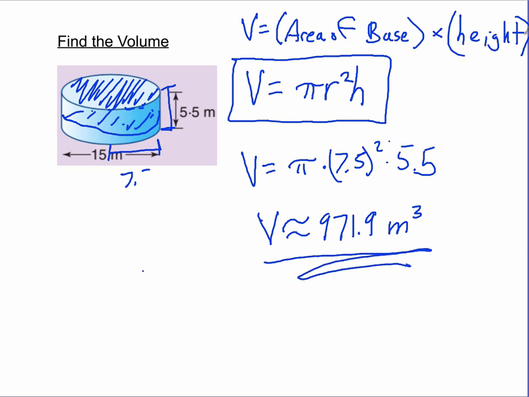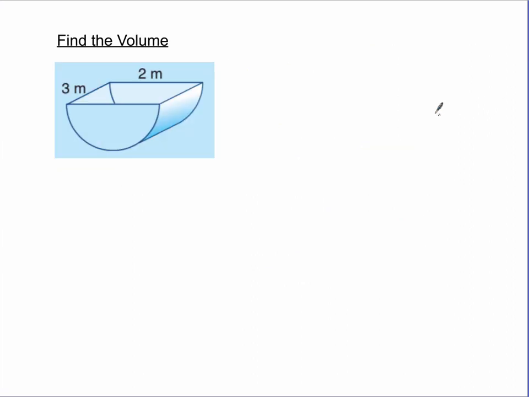Okay, let's look at another example. In this one here, we have not exactly a cylinder, it's a half cylinder. So it's cut in half. So we can change our formula to be half times pi r squared h, or pi r squared h divided by 2 for a half of a cylinder.